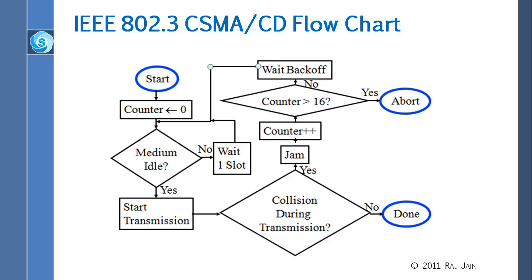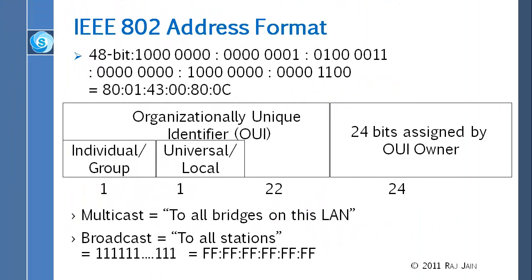Alright, so next thing to know is the address format. The Ethernet addresses are 48-bit long. All of you know that, right? Because you have seen the Ethernet addresses. They are not decimal numbers, they are hex numbers. Because they are not decimal numbers, we can't put a decimal point between them. We use colon between them. So you cannot say this is 80, this is 80. 80 colon 01 colon 43 colon 00 colon 80 colon 0C. They are hex.